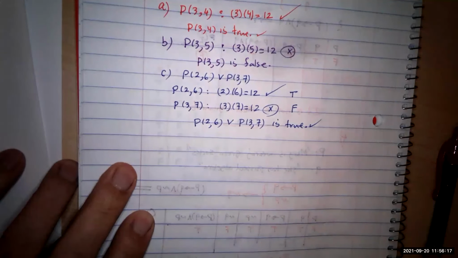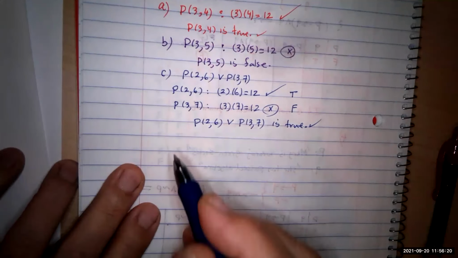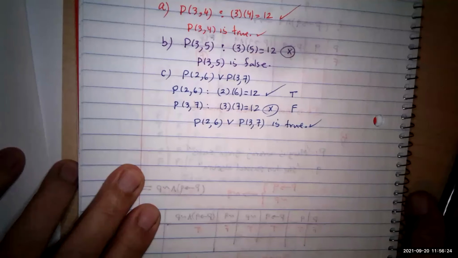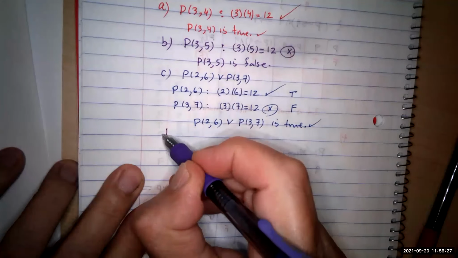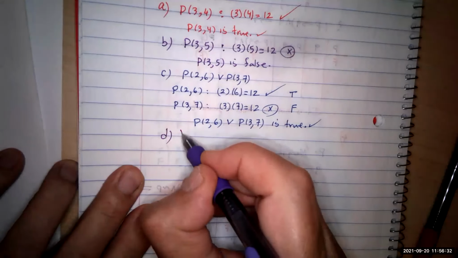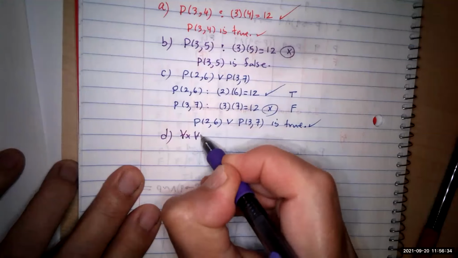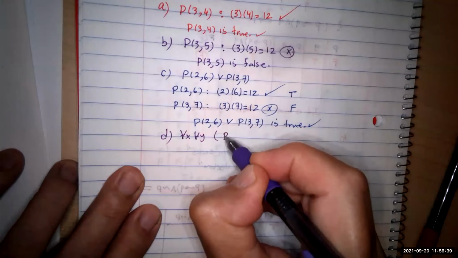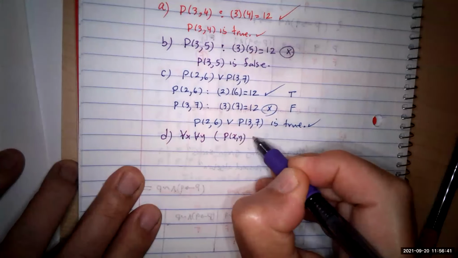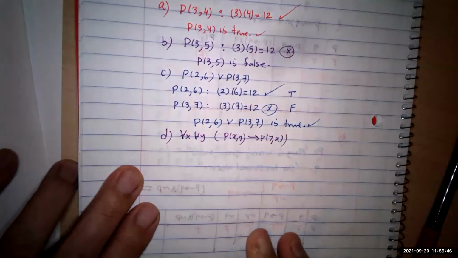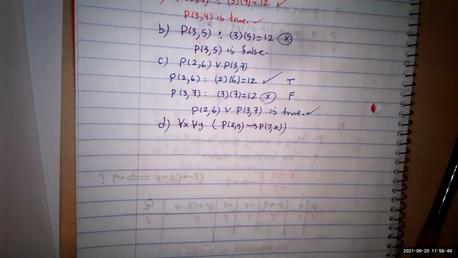And part D. Part D again is interesting, not difficult, but make sure to read it all right. What's part D? Part D is: for all X and for all Y, P of XY implies P of YX. You want to know if this is going to be a true statement.